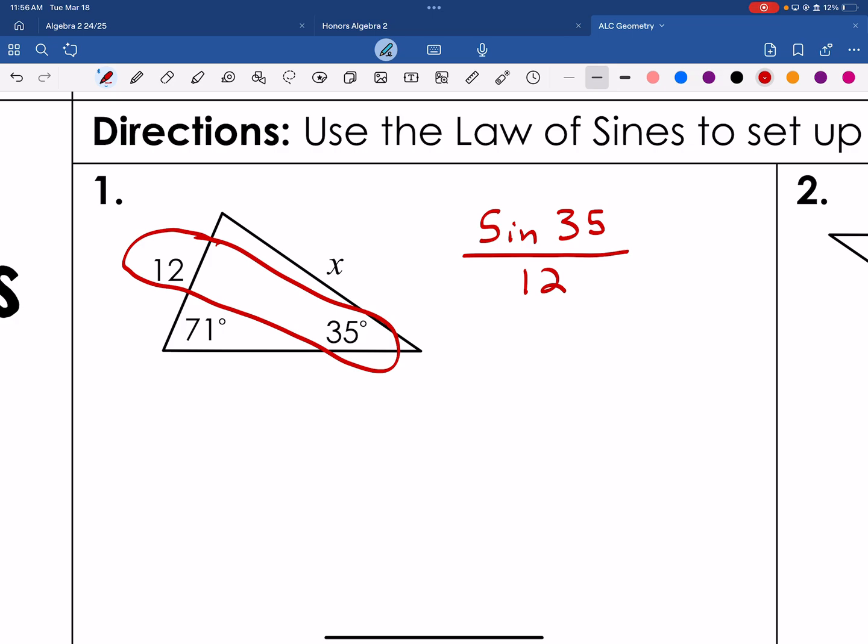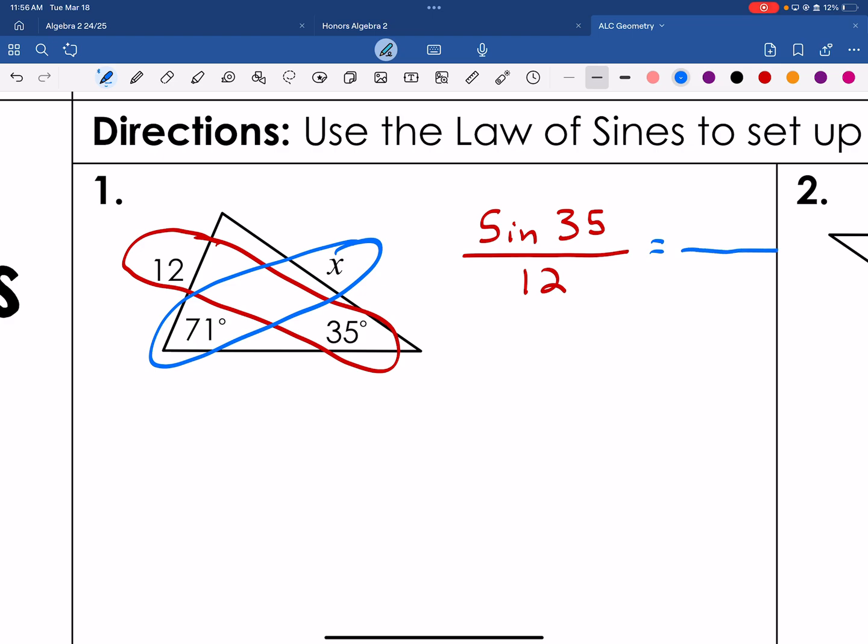Now, that's going to equal the ratio of an angle over a side. So if I look at what I have left, my angle is 71 degrees. My side value is x. That's what I have to find.